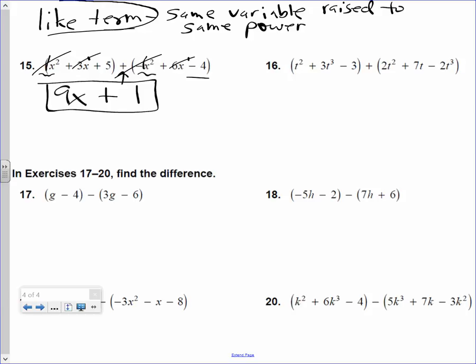This concept that you learned in Math 1 or pre-algebra, like terms, is going to play a big role right now as we do these. Again, trinomial plus another trinomial. Let me get like terms together. t squared and 2t squared. They have the same variable raised to the same power. 3t cubed and -2t cubed. Look, those two are like terms. I'm going to combine those. And then I've got a -3. There are no like terms with the normal numbers. And I've got a +7t. No like terms there.